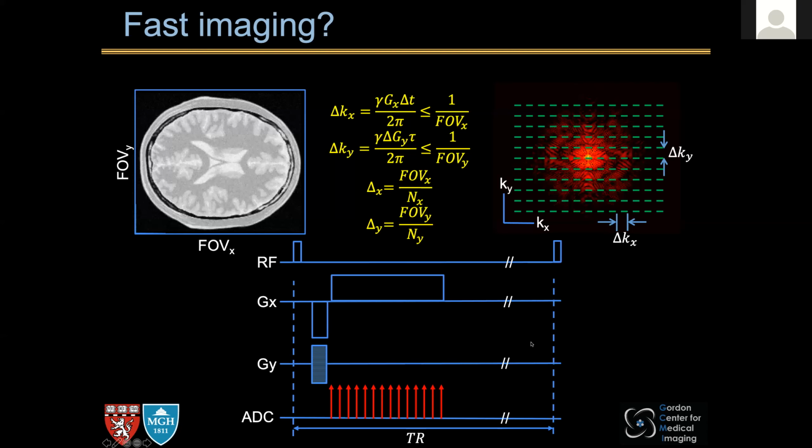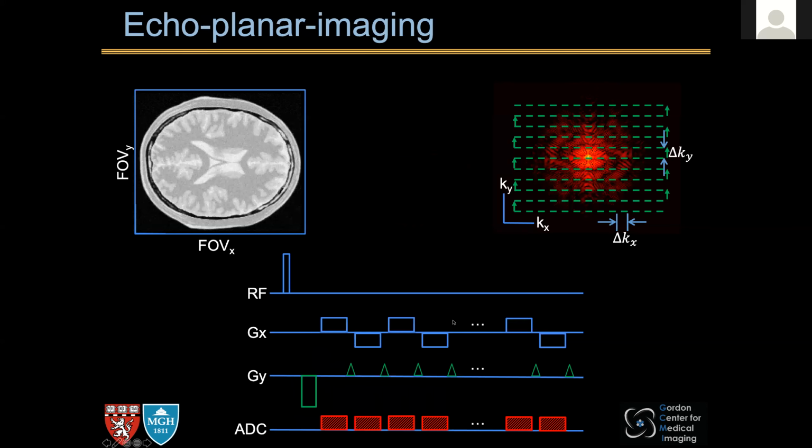Well, the first idea here is, as we can see, in the imaging experiment we discussed so far, we only acquire one K-space line per repetition time. So very naturally, we are wondering, do we have to do that? Can we acquire multiple K-space lines in one repetition time? Or can we even acquire all the K-space lines in one repetition time?